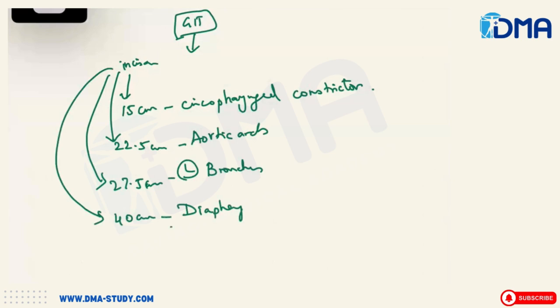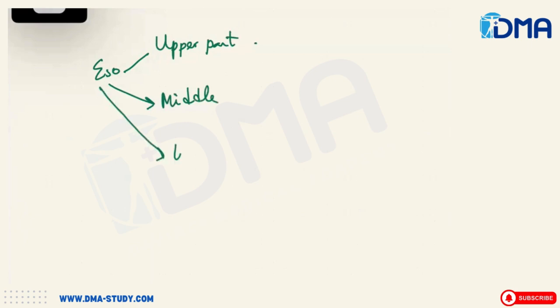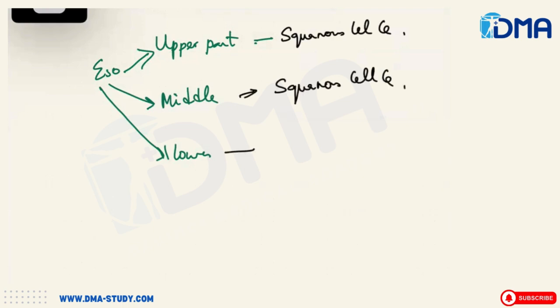In the esophagus, the most important thing that you have to know is regarding the esophageal carcinoma. So you tell me, in the esophagus, which is the most common carcinoma in the upper part? The most common carcinoma in the upper part would be squamous cell carcinoma. The one in the middle part is also squamous cell carcinoma. The one in the lower part would be adenocarcinoma. This is very, very important.